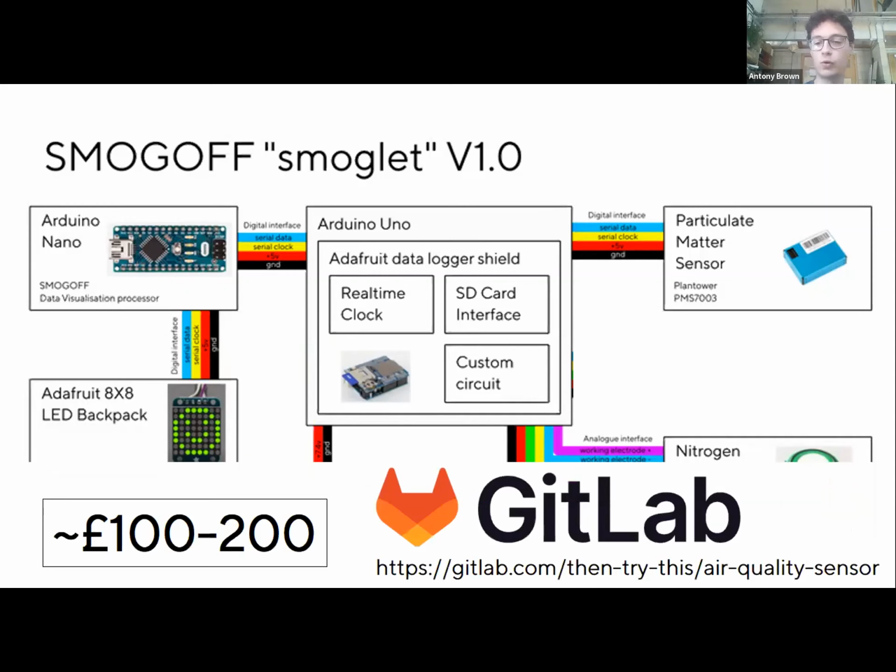So all in all, this system costs around £200, but around 50% of that cost is the nitrogen dioxide sensor. So if you just have the particulate matter sensor instead, it's around £100. And the system is fully open source, so it means it's free to use, distribute, and modify according to anyone's needs. And we have an open repository on GitLab where all the code and documentation is available.